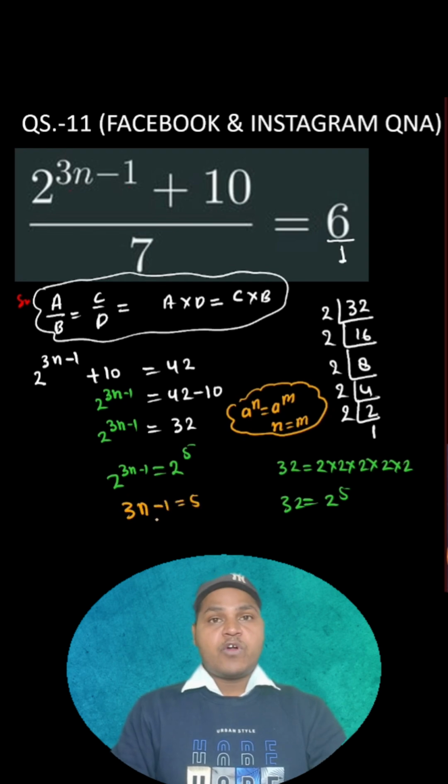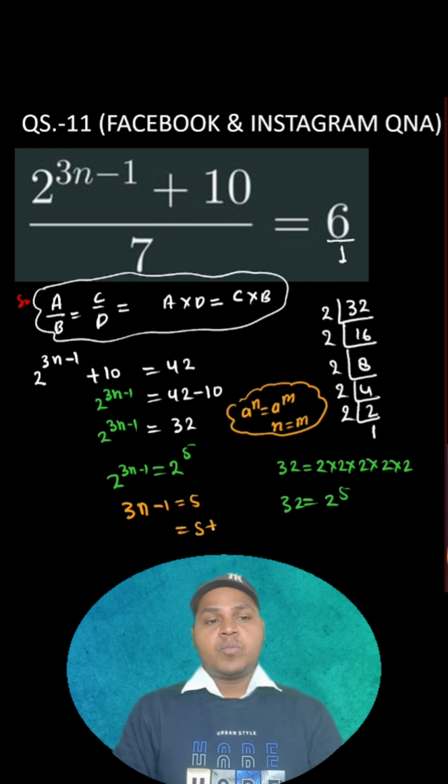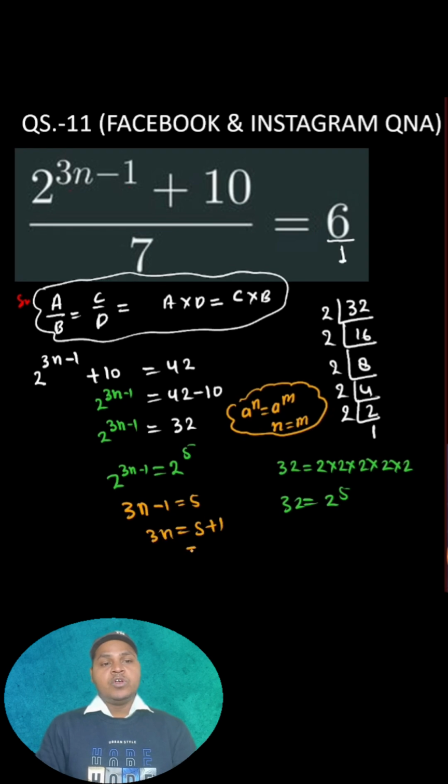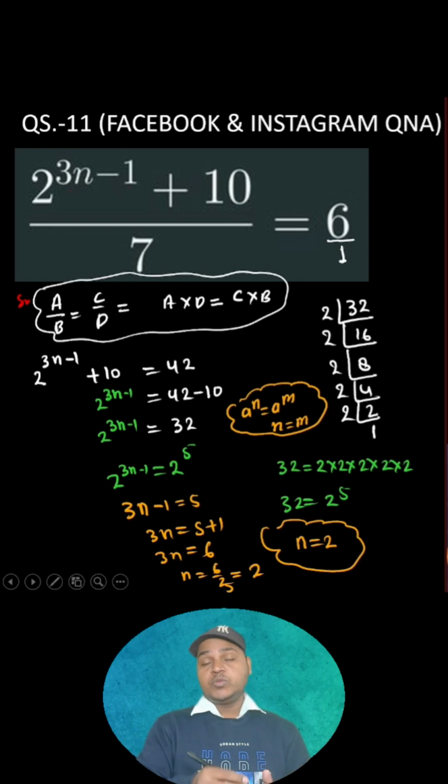Now transfer the 1, because it has a negative sign here, so it goes to the other side and becomes positive: plus 1. So 3n is equal to 5 plus 1, which is 6. So 3n is equal to 6, and n is equal to 6 divided by 3, which gives 2. So the answer comes very easily. Here we write the final answer of this question: n is equal to 2. This is a very simple question that can be solved using this process.